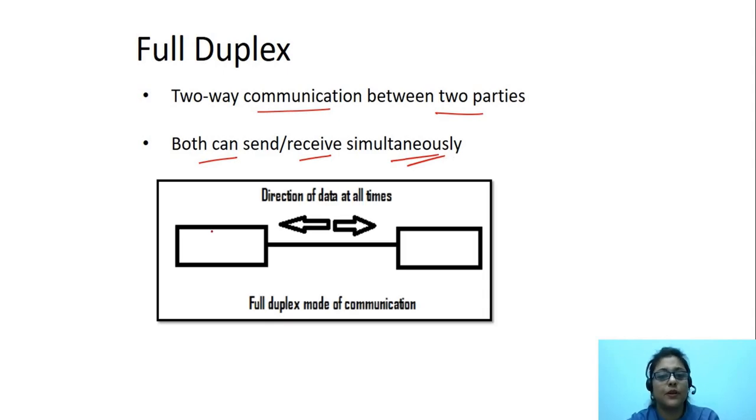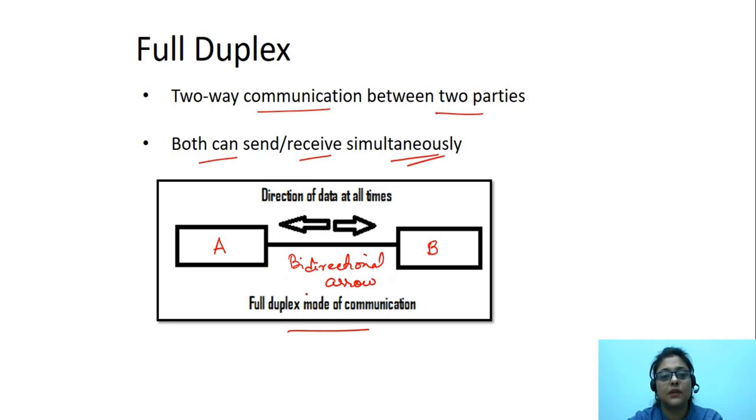This is an example of full-duplex mode of communication, and here let's say we have a station A and a station B. Station A can send data as well as receive data at all times. At the same time, station B can send data and receive data at all the times. And it is given by this bidirectional arrow.